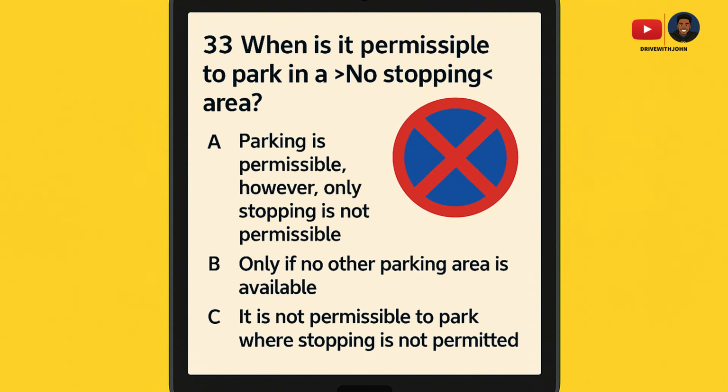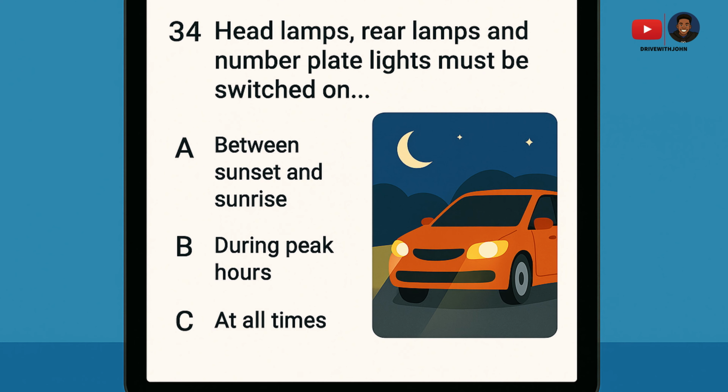Alright, question 33. When is it permissible to park in a no stopping area? My goodness, what a question. Is it A, parking is permissible, however only stopping is not permissible? Is it B, only if no other parking area is available? Or is it C, it is not permissible to park where stopping is not permitted? There we go. That's the correct answer. It sounds right.